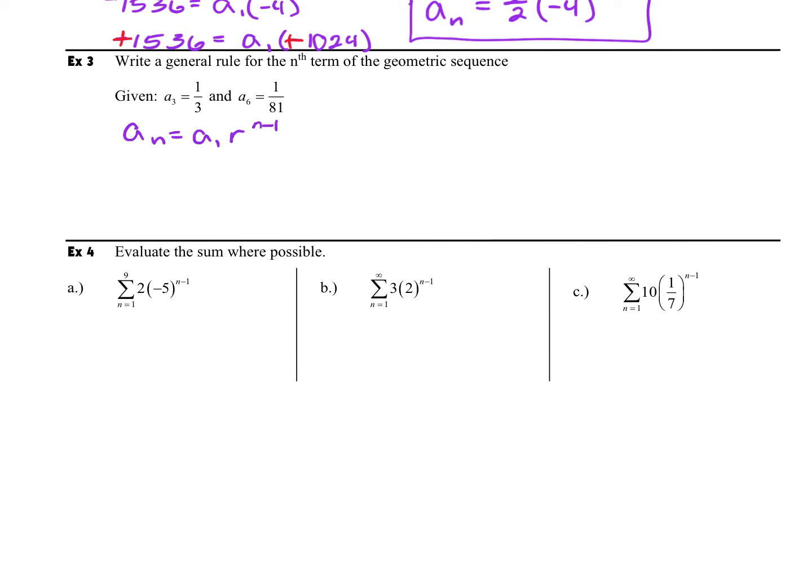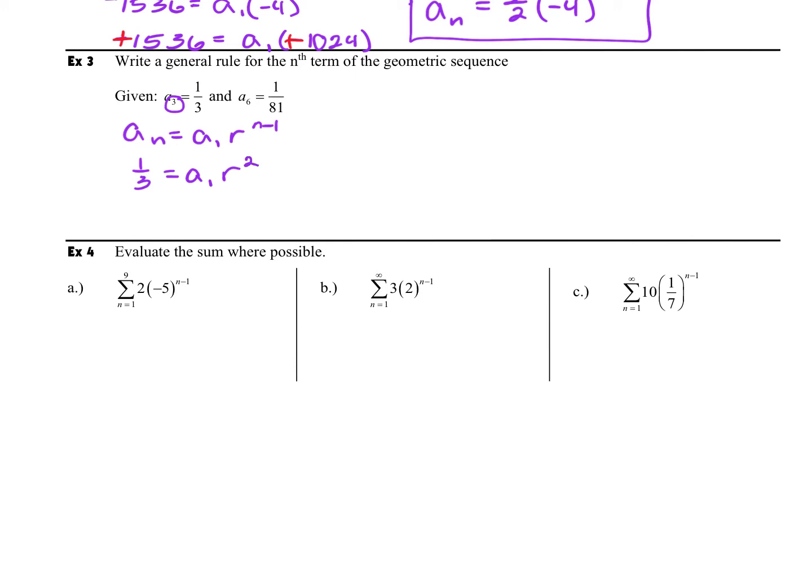It's going to help me keep track of what I'm doing. So I'm going to fill in my 1/3. I don't know my first term. I don't know my ratio, but I do know that my n value is 3. So I'm going to do that in my head now. 3 minus 1 is going to be 2. Okay, so that's going to give me an r squared.